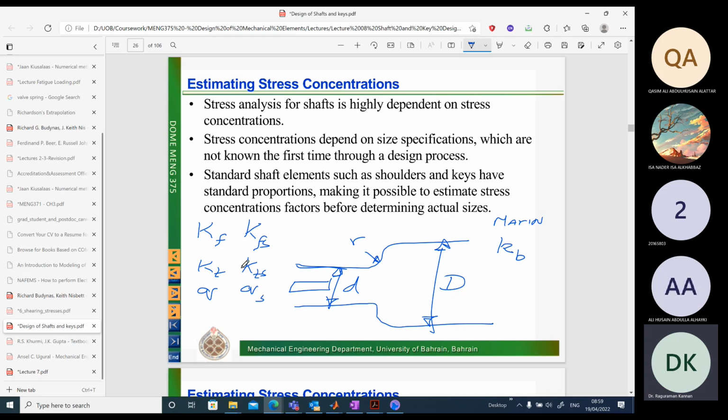These estimated values will be given in your table. Okay, so just as data, you will be given a table of data, and then you can use that initially to evaluate your design. Okay, all right.